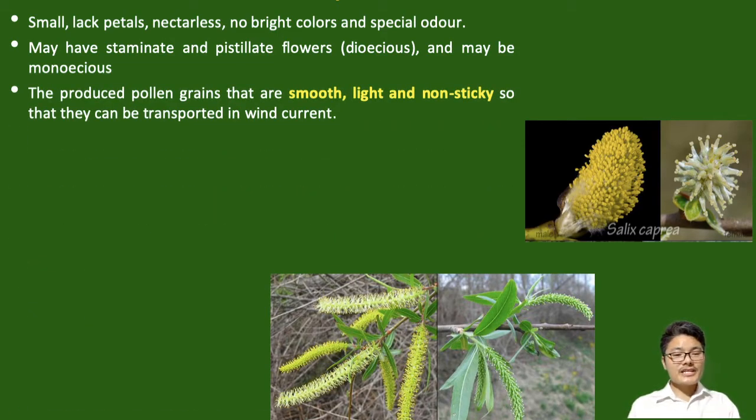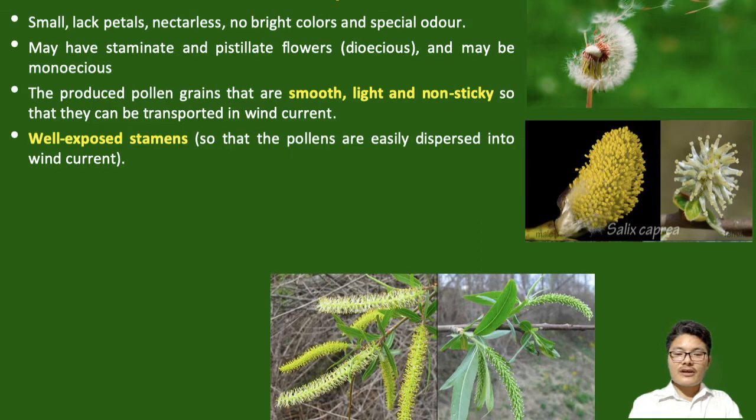So usually the pollen grains produced for wind pollination are smooth, light in weight. They are non-sticky, so that air current can transfer the pollen grain smoothly. Wind-pollinated flowers usually have well exposed stamen, well exposed male reproductive organs, so that pollen grains can be easily spread or dispersed into the wind current.